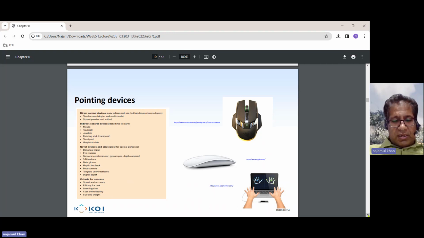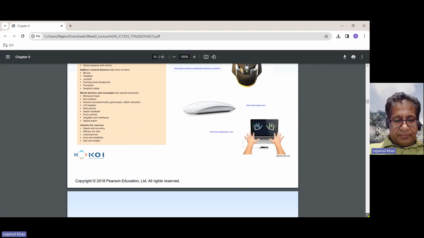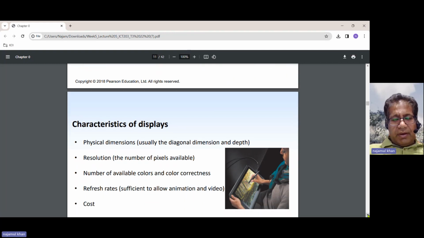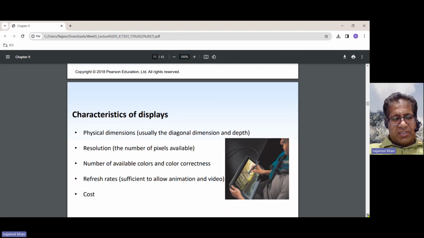Okay, move on to the next slide here. Now it's also important to look at these characteristics. We're talking about physical dimensions, usually the diagonal dimension and depth, that's important as well, as you can see in that picture.